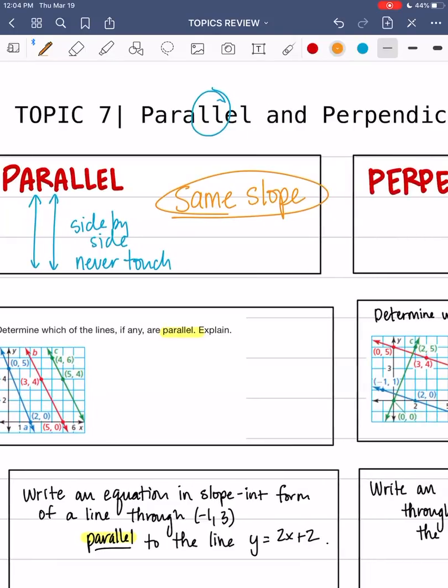So just looking at an equation, like if we looked at y equals 3x plus 2 and y equals 3x minus 10, we would know that they are parallel because they both have a slope of 3. That means they're parallel. So, cool. Those are never going to touch. They'll be side by side.